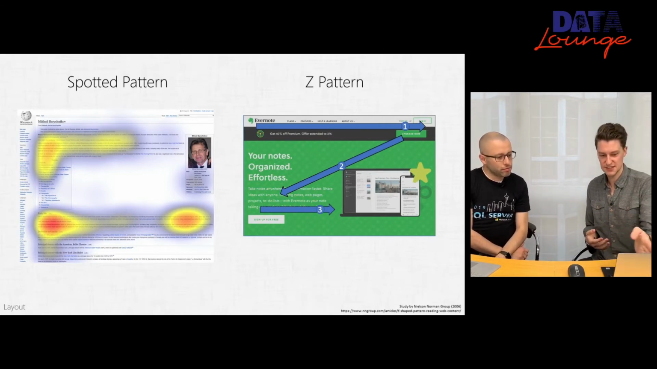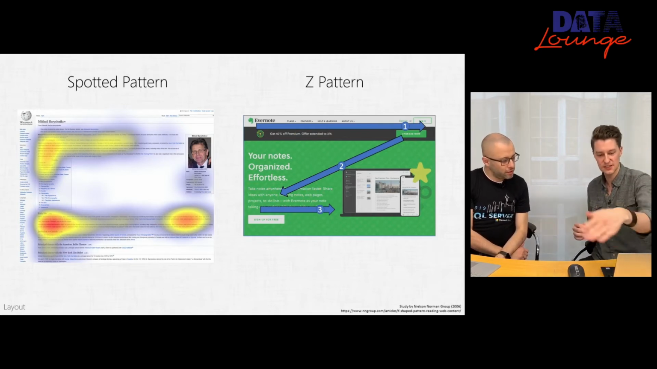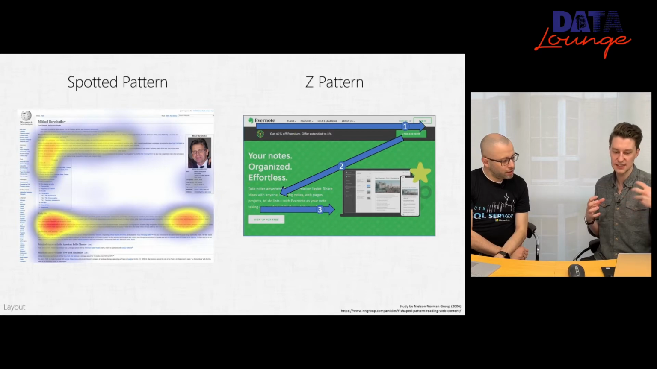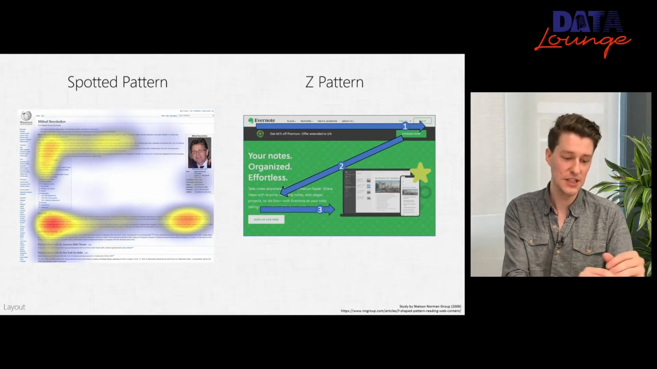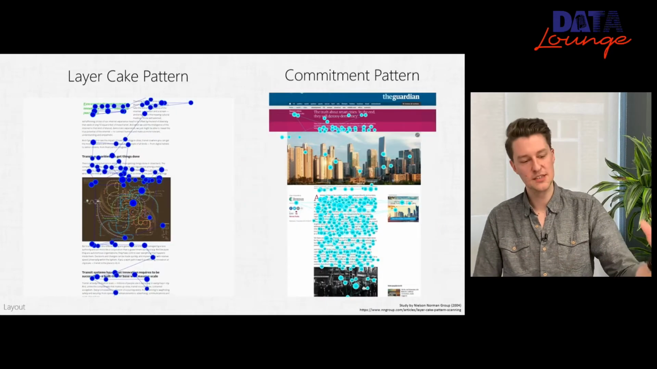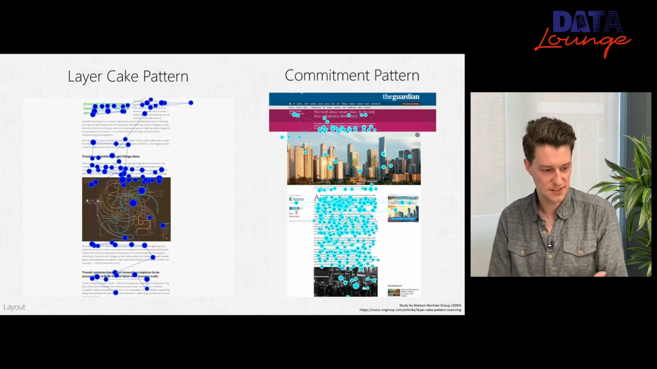You can also have the Z pattern, which is sort of the same, but you go across, along, along. Again, the way you design things can change how people look. And this is just for scanning behavior, but when you have different tasks, people start perceiving things differently again.